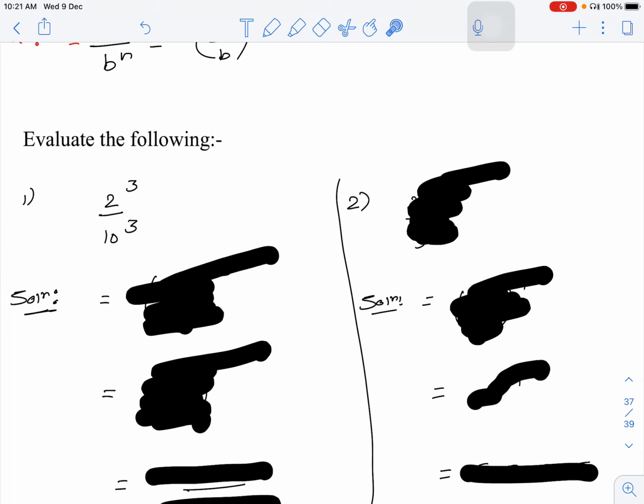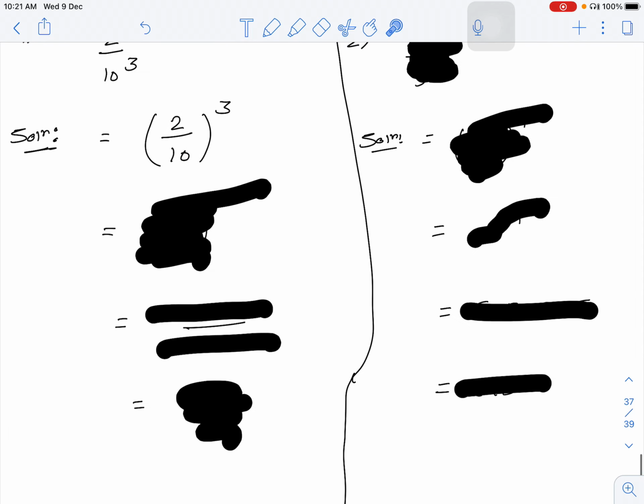Now suppose it is given 2 raised to 3 upon 10 raised to 3. Okay, so now two numbers with the same powers are divided, so we will write the power only one time and we will divide the numbers. So what you will get, 2 upon 10 raised to 3. Now what we will check is whether we can cancel this or not. So yes, we can. 5 2 ones are 2, 5 twos are 10. Okay, so in the next step what we will get, 1 upon 5 raised to 3.